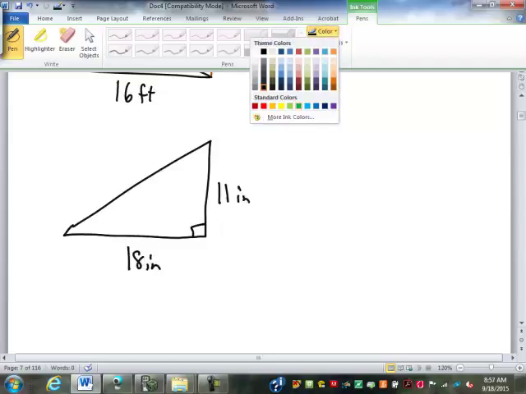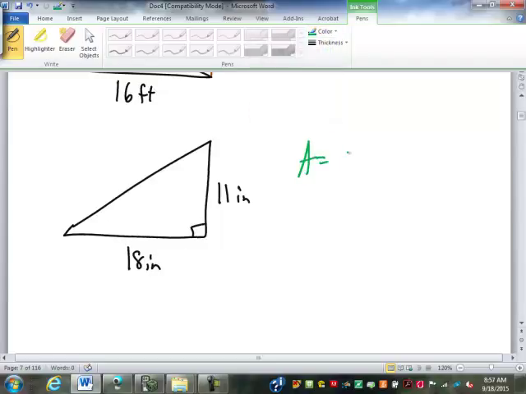So how do I find the area of this one? 11 times 18 or 18 times 11, either one, divided by 2. So 99 inches squared. Very good.